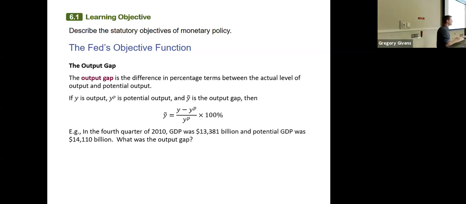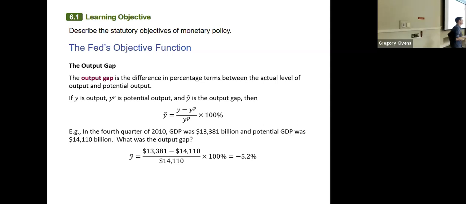Quick example: in the fourth quarter of 2010, actual GDP was around $13.4 trillion. Potential GDP was estimated at the time to be about $14.1 trillion. So what was the output gap? Well, just plug it into the formula. 13.4 minus 14.1 over 14.1 is about negative 5.2%. So the output gap in the fourth quarter of 2010 was around negative 5%.